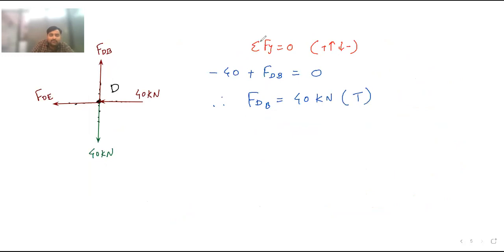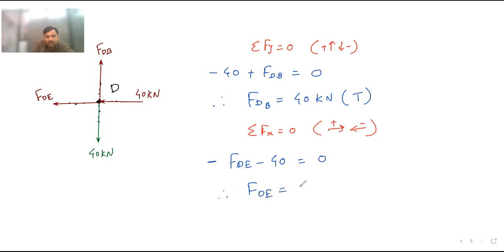Now again, further, if I apply summation Fx equal to 0, forces towards right are plus, towards left are minus. So this is FDE, it is moving towards left, so minus FDE. Again this 40 kilonewton is also moving towards left, so minus 40, which is equal to 0. Therefore, if I shift FDE to the right-hand side, FDE is equal to minus 40 kilonewton.